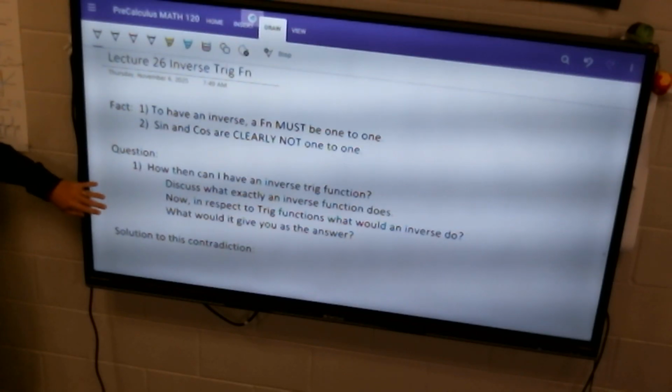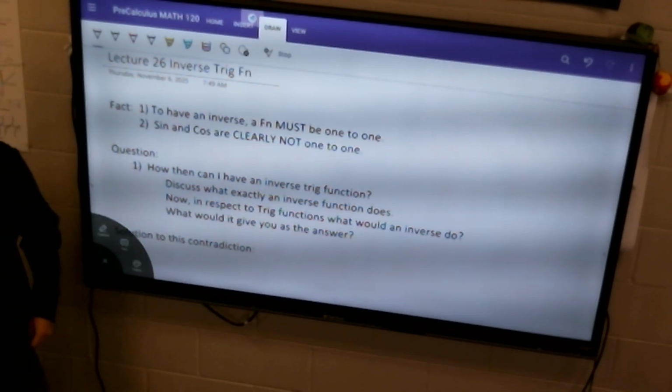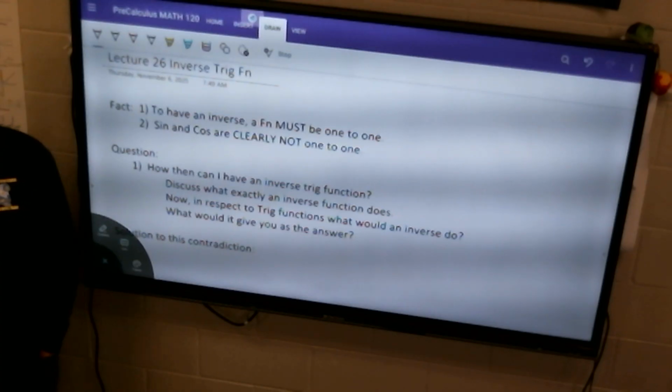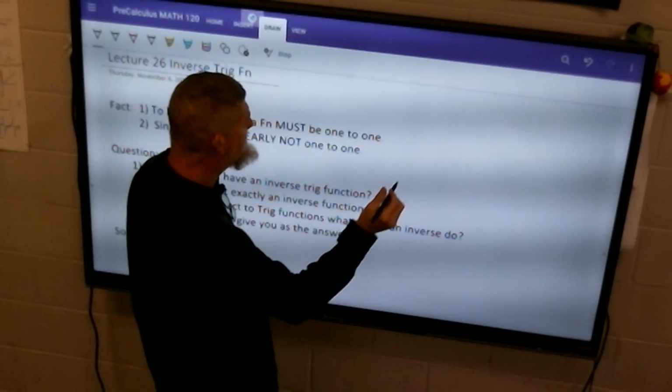What does an inverse do? Because we're talking about inverse functions. What exactly does an inverse do? Finds the opposite. Yeah, okay. So it maps. So let's say we have our mapping.